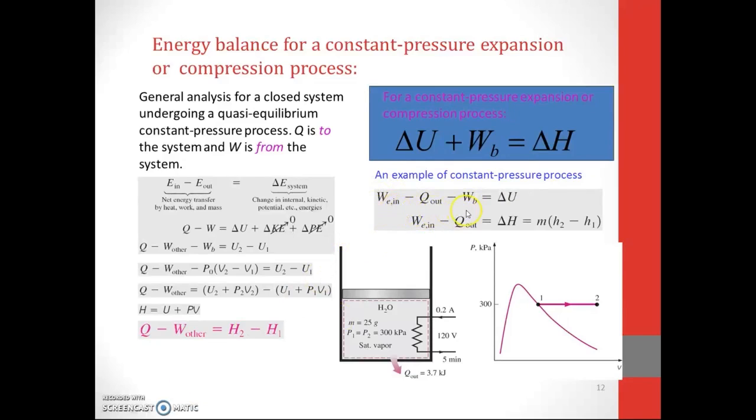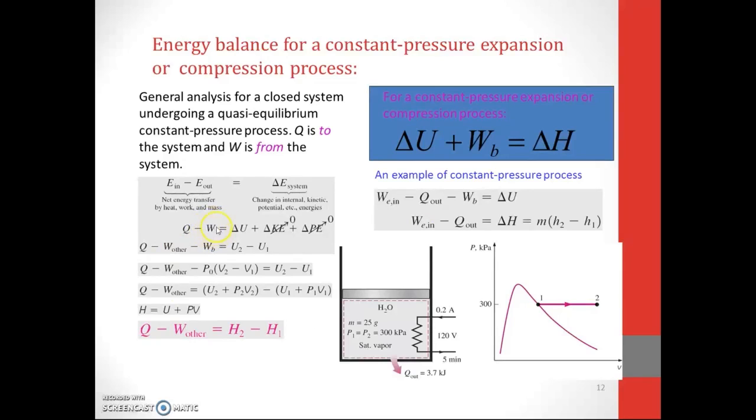An example of a constant pressure process: we have work in, actually your work shaft just now. So work in minus Q out minus work of boundary equals delta U. So how do you arrange this? Remember Q is actually Q in minus Q out, right? Work is work in minus work out, or work out minus work in. You need to rearrange this equation.